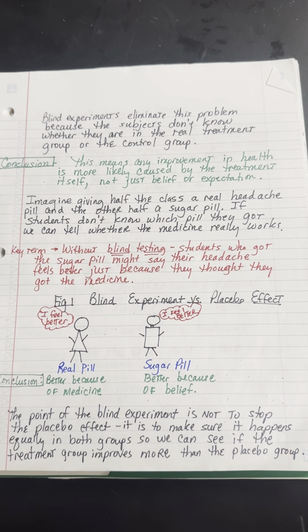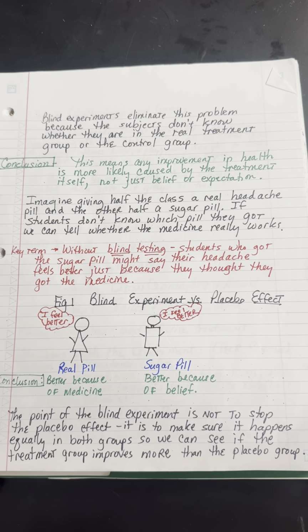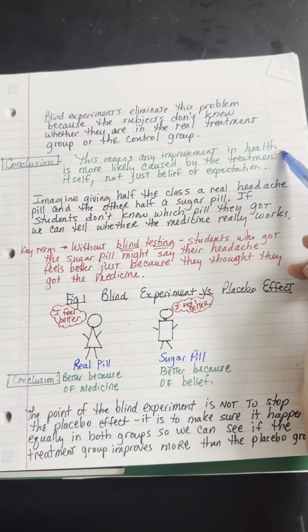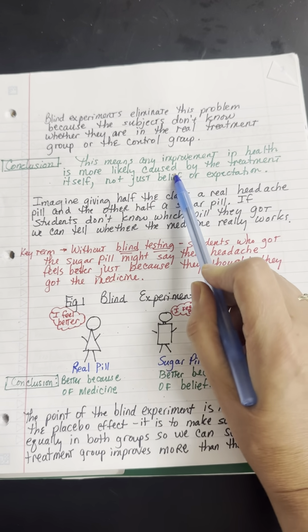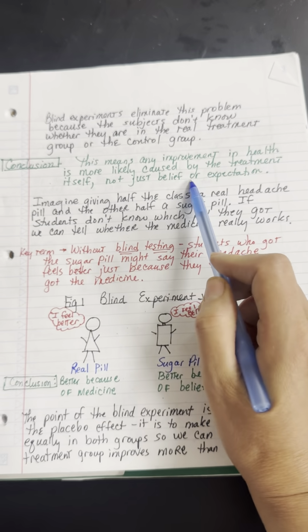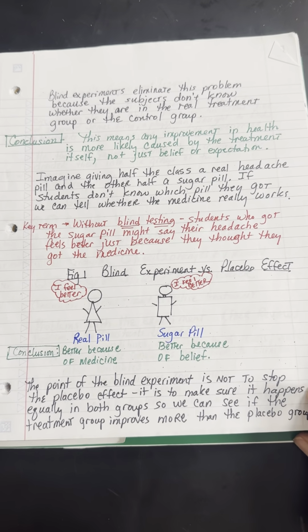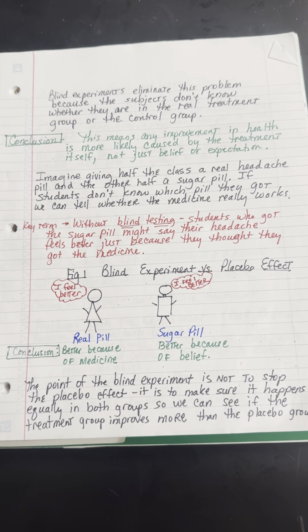Blind experiments eliminate this problem because the subjects don't know whether they are in the real treatment group or the control group. The conclusion is this means any improvement in health is more likely caused by the treatment itself, not just belief or expectations. So here's a scenario. Imagine giving half the class a real headache pill and the other half of the class a sugar pill. If students don't know which pill they got, we can tell whether the medicine really works.